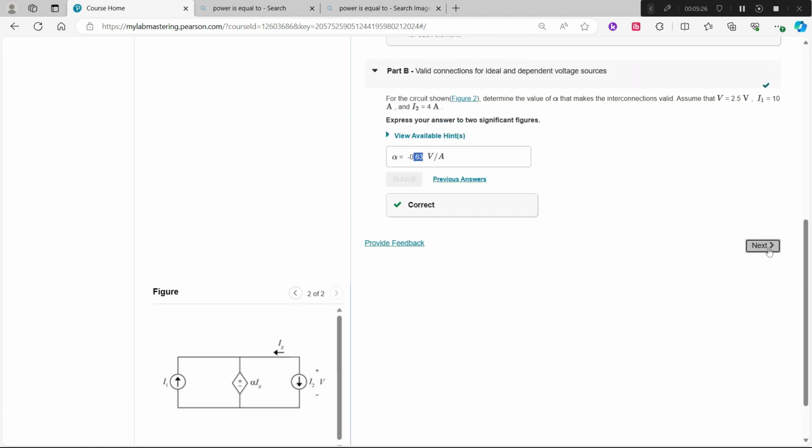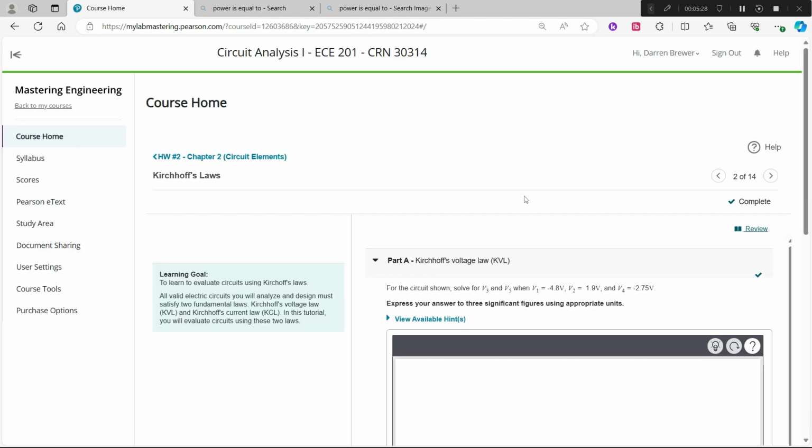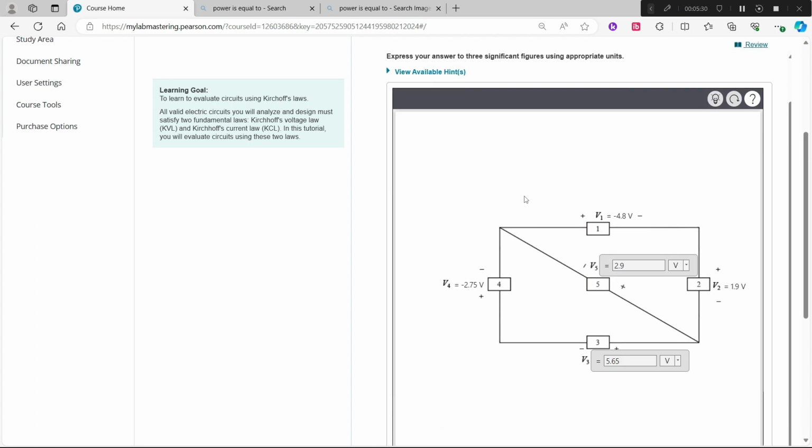Alright, now let's go to the next set of questions. Alright, so this is KVL stuff. Kirchhoff's voltage law. Basically, go clockwise. Then in a single circuit, you have to have the sum of all the voltages equal 0.